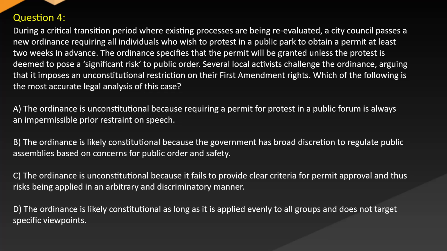A. The ordinance is unconstitutional because requiring a permit for protest in a public forum is always an impermissible prior restraint on speech. B. The ordinance is likely constitutional because the government has broad discretion to regulate public assemblies based on concerns for public order and safety. C. The ordinance is unconstitutional because it fails to provide clear criteria for permit approval and thus risks being applied in an arbitrary and discriminatory manner. D. The ordinance is likely constitutional as long as it is applied evenly to all groups and does not target specific viewpoints.